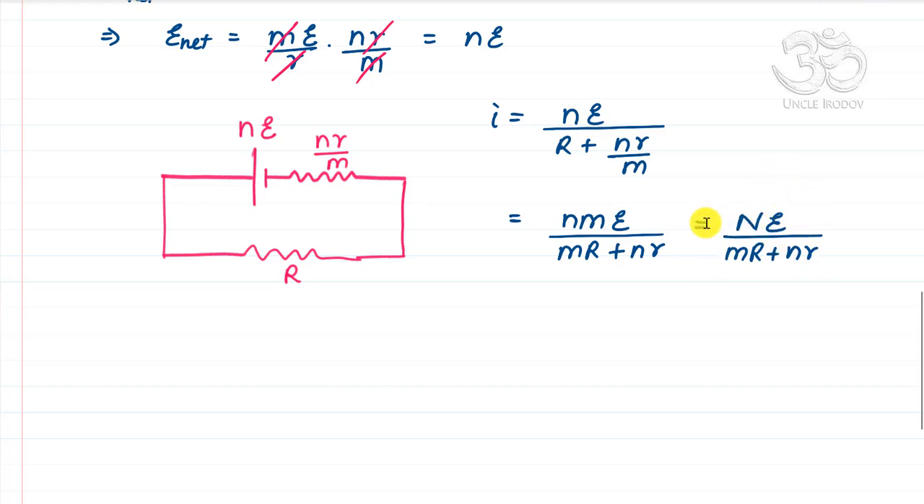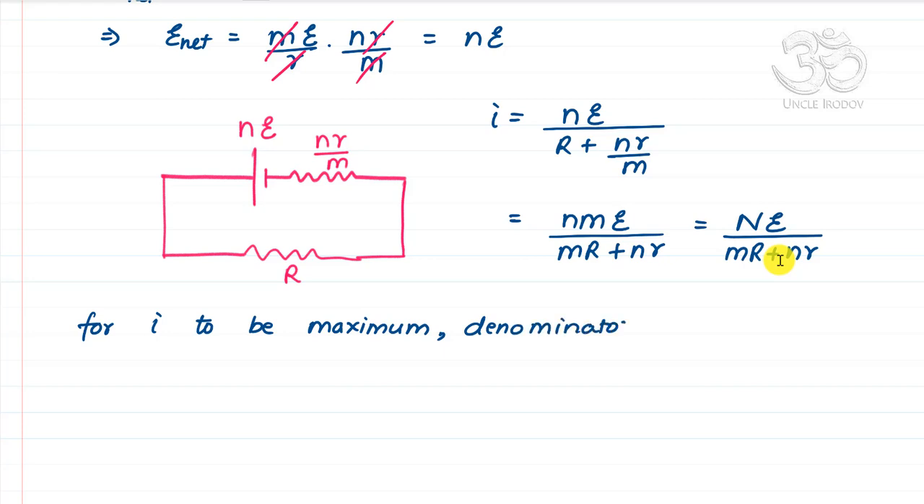And you see that the numerator is a constant, and so we are interested in only the denominator. And for I to be maximum, we should have the least value of the denominator. So for I to be maximum, denominator should be minimum.